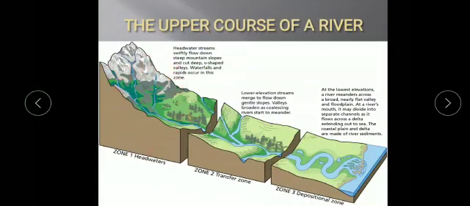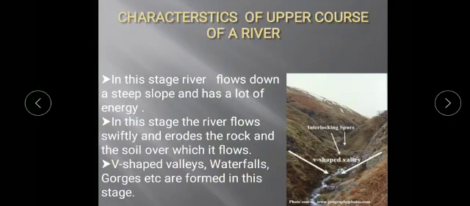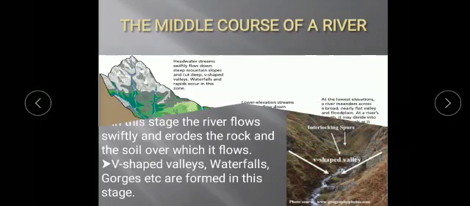The upper course of a river. In this course, the river flows down a steep slope and has a lot of energy. In this stage, the river flows swiftly and erodes the rocks and the soil over which it flows. V-shaped valleys, waterfalls, gorges, etc. are formed in this stage.